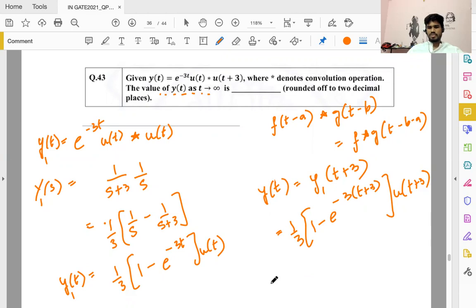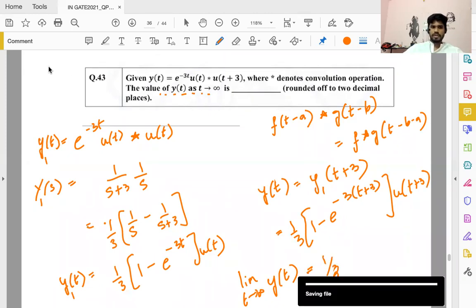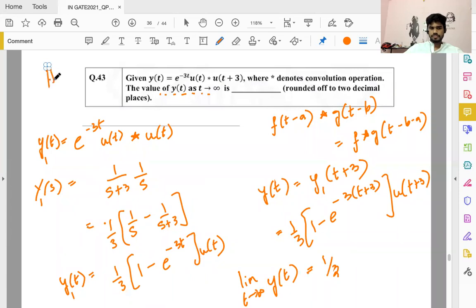Now, you don't need the final value theorem. As t tends to infinity, this term is 0. The u term is non-zero anyway, since it starts at minus 3. So y of t as t tends to infinity is just 1 by 3. This is hard, but the moment you realize this property will make our life easy, then things are fine.